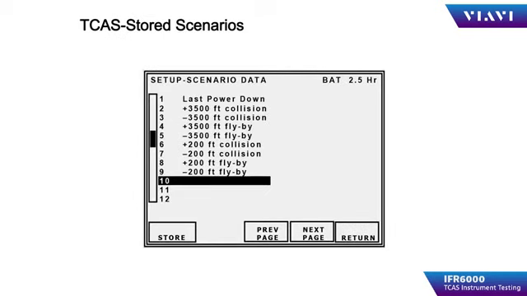The operator can choose to configure the parameters of the target manually or can select from one of the canned scenarios provided with the IFR6000. There are 3 empty scenario slots to allow the operator to save and subsequently recall a custom setup.